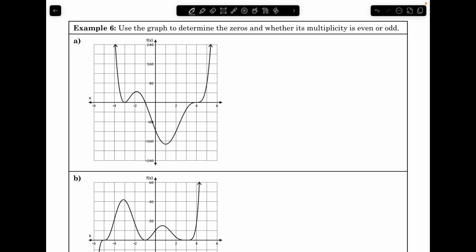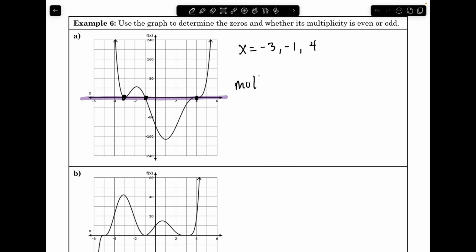All right, let's go a different approach now. Let's talk about how to identify the zeros and determine whether that zero is going to have an even or odd multiplicity. So the zeros, recall, are going to be anything that intersects the x-axis right here, which is at the point of -3, of -1, and at +4.